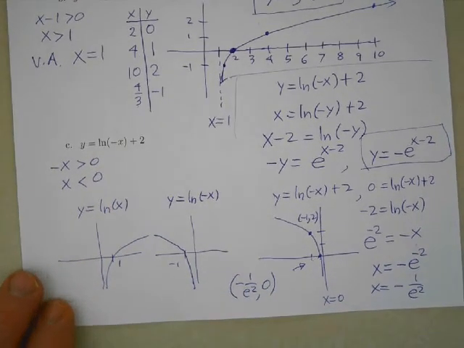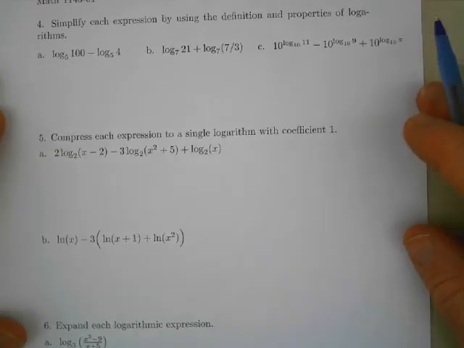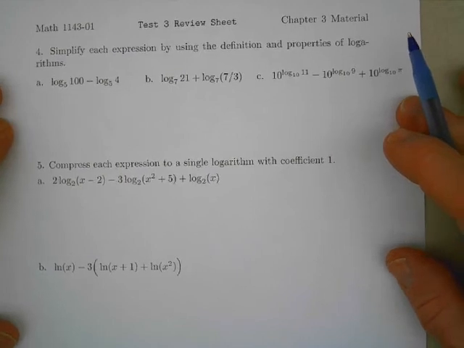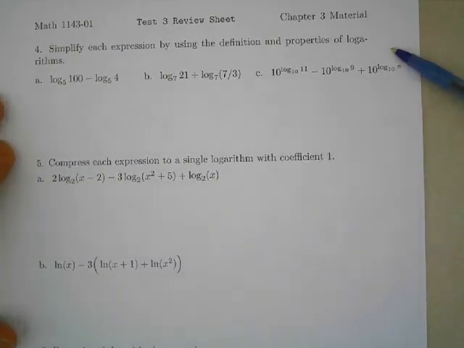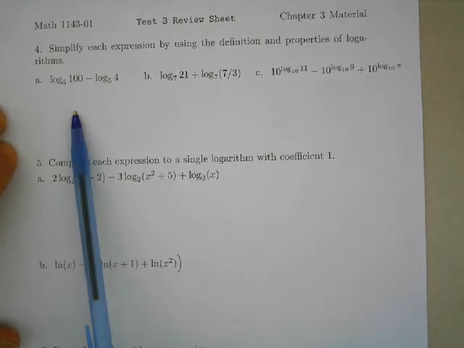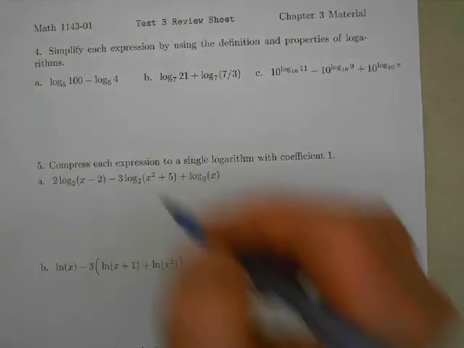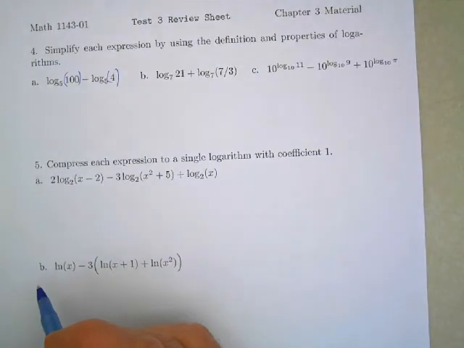Okay, so that's kind of a messy page, but we'll move on to the last page for the sections 3.3 and 3.4. Okay, on this one, problem 4, simplify each expression by using the definition and properties of logarithms. Okay, so log base 5 of 100 minus log base 5 of 4. If you like to put parentheses around the argument, you can.